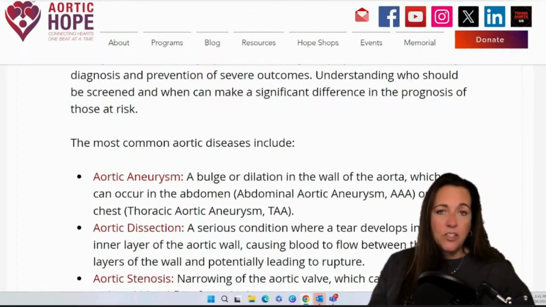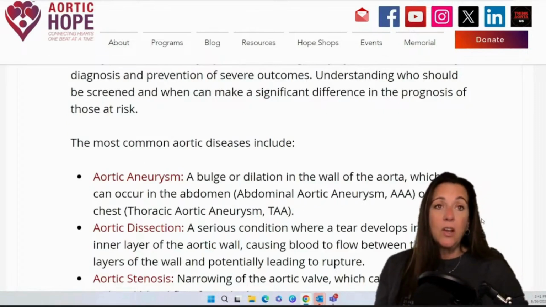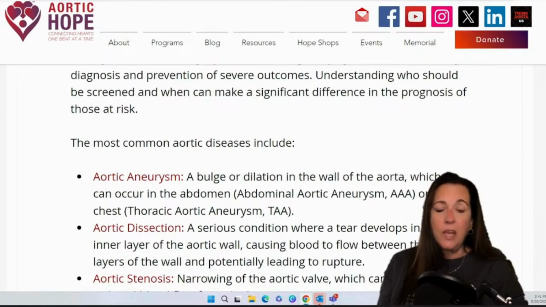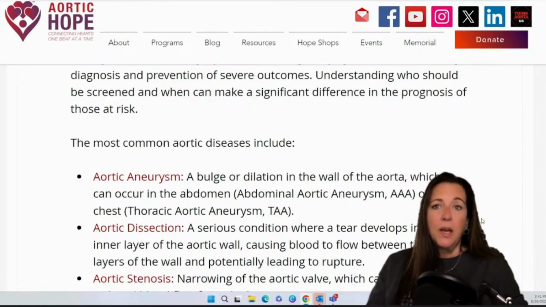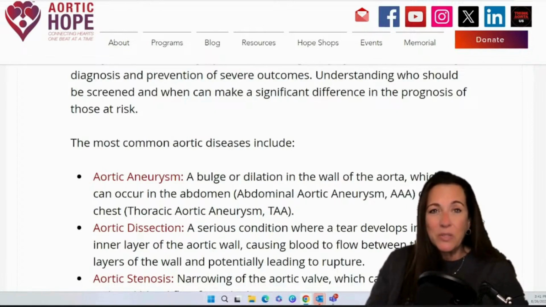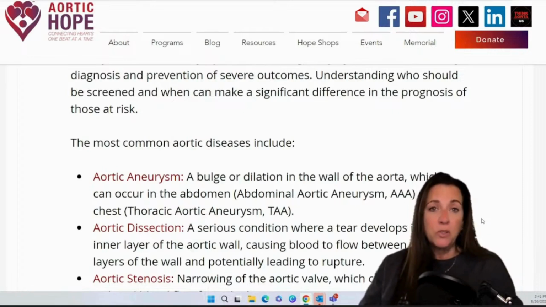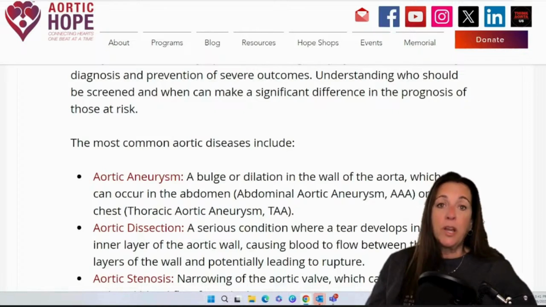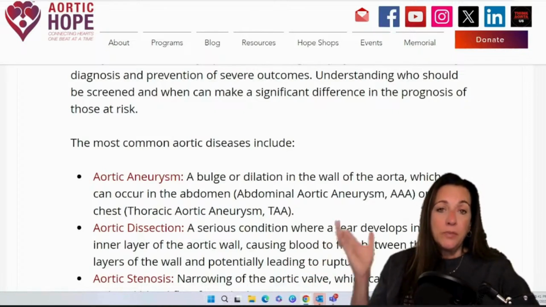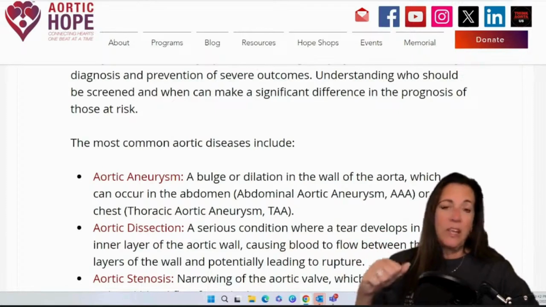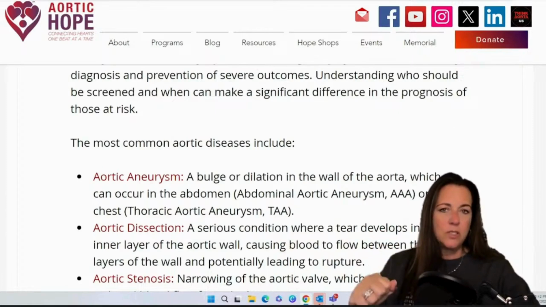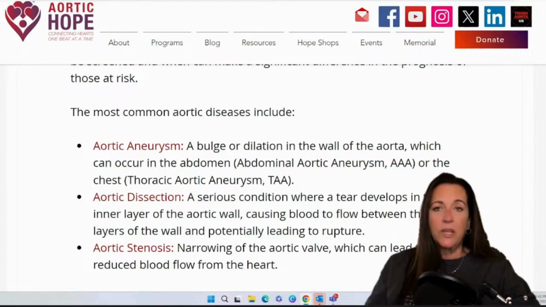Then you have aortic dissection, which is a serious condition when a tear develops in the inner layer of the aortic wall, which causes blood flow to happen between the layers. That will ultimately produce a true lumen, which is a real path to feed the blood to all of your organs, and a false lumen, which typically thromboses or blood clots, and it leads to nowhere. But that in and of itself could potentially cause a rupture, and a rupture would be a tear outward through that outer layer, and that, depending on the location, really increases your mortality rates.